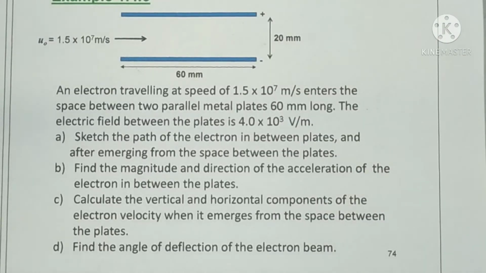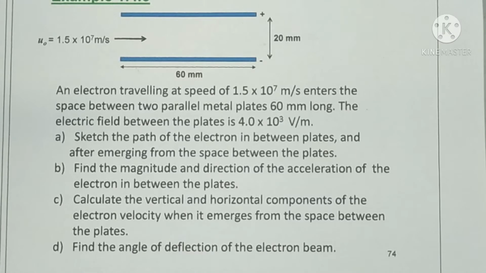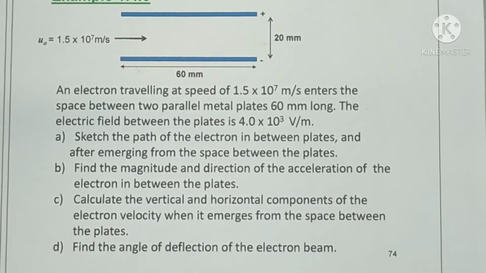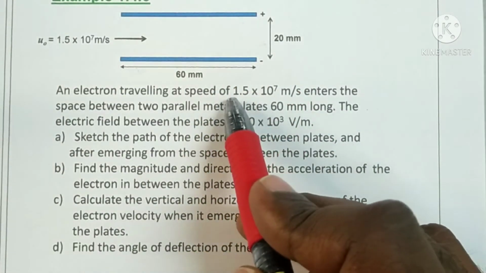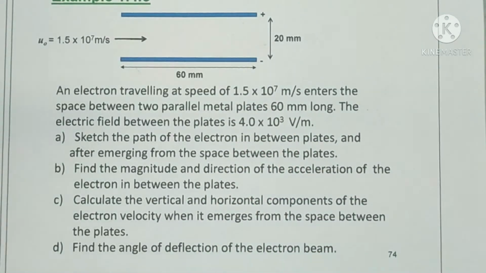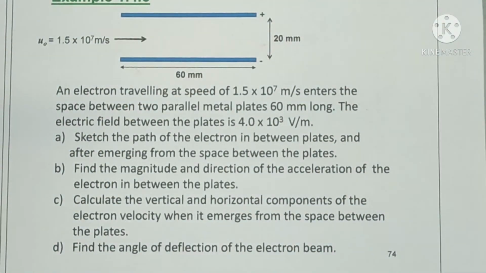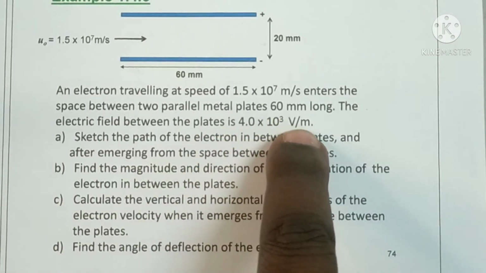Let us try to attempt these A-level questions. An electron traveling at a speed of 1.5 times 10 to the power of 7 meters per second enters the space between two parallel metal plates 60 millimeters long. The electric field between the plates is 4.0 times 10 to the power of 3 volts per meter. So the question already gave the initial speed, u0, v0 or ux, any of these, which is 1.5 times 10 to the power of 7 meters per second. The horizontal distance Sx or x is 60 millimeters, and the electric field strength or intensity is 4.0 times 10 to the power of 3 volts per meter.